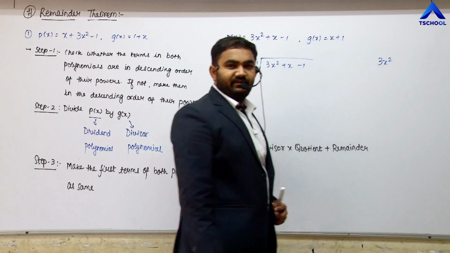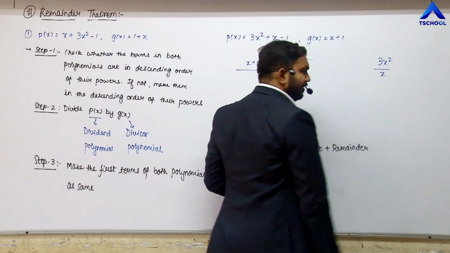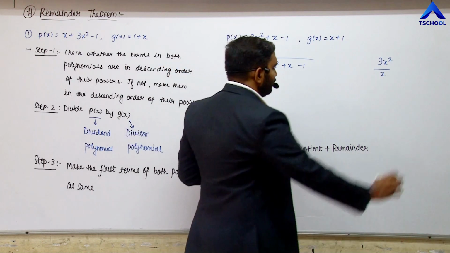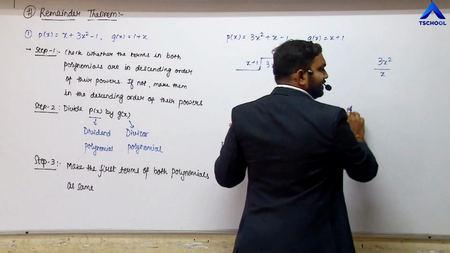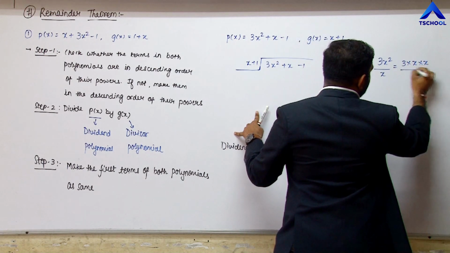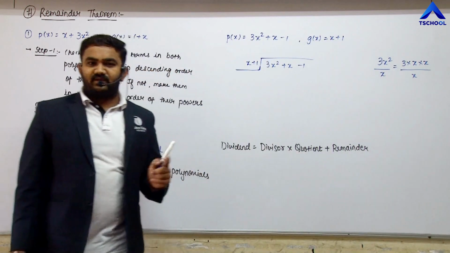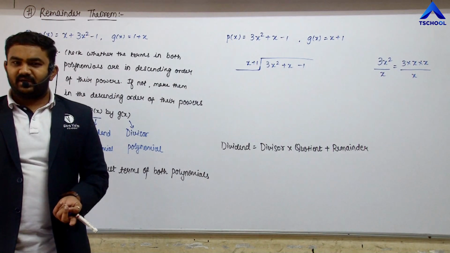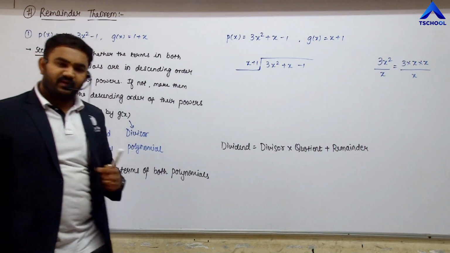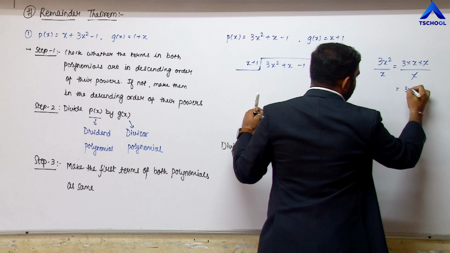3x square, that is of the dividend polynomial, divided by x, that is of the divisor polynomial. You can cancel out the common terms here. So how to cancel out this common term? What is 3x square? That is equal to 3 into x divided by x. 3x square, x square means x into x, right? And 3x square means 3 into x into x. So divided by x, that gives me x and x cancelled, and that is equal to 3x.